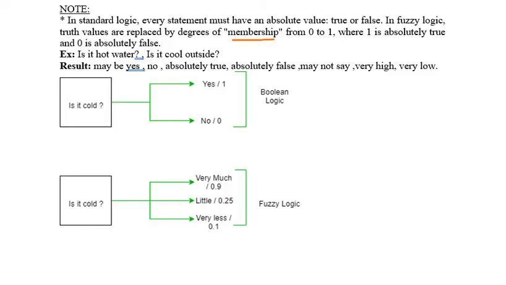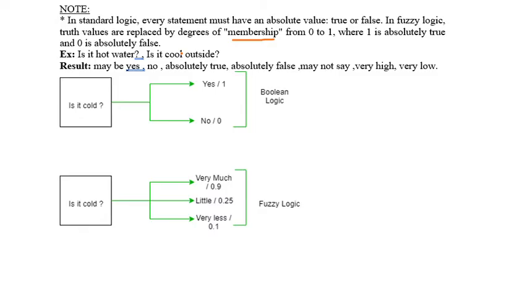But in fuzzy logic, the result may be maybe yes, maybe no, absolutely true, absolutely false, may not say, very high, very low. These may be the results of this question in fuzzy logic. But in Boolean logic, it is yes or no, true or false, absolutely yes or absolutely no. Other than these two, we will not get any other result. In fuzzy logic, we may say maybe yes, maybe it is hot water, maybe no, maybe it is not hot water. Absolutely yes, it's absolutely hot water. Absolutely no means it's absolutely not hot water. Or may not say, I can't say whether it's hot water or not. Very high means it is very hot water, and very low means the water is cool. In this way we have many results to specify in fuzzy logic. I think you got clarity.